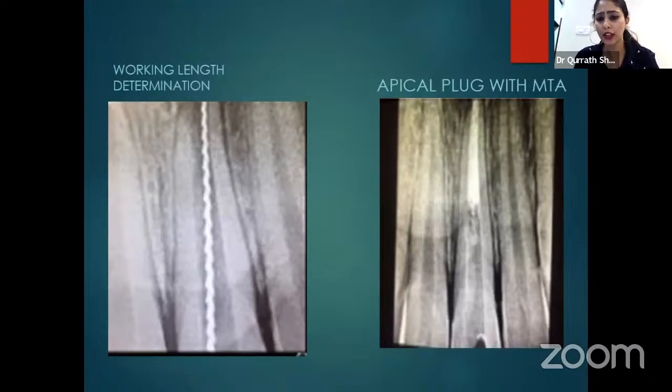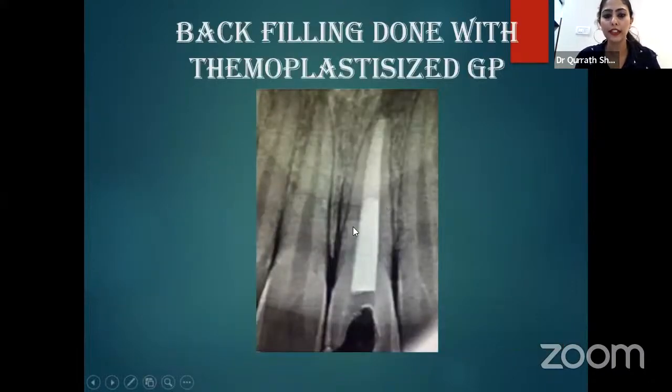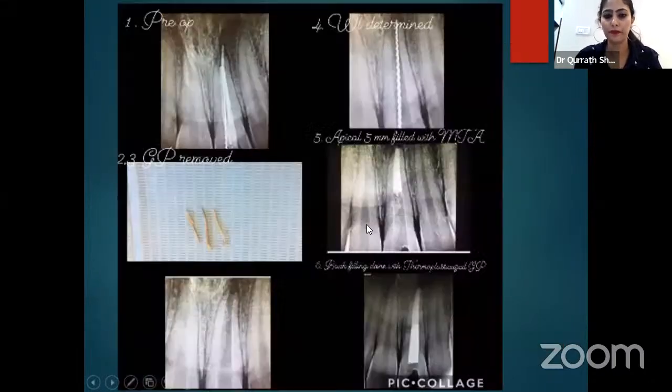I used the EndoActivator and agitated the sodium hypochlorite so that I could remove all the triple antibiotic paste from the canal. And then again, the irrigation protocol was followed. After that, you have to dry the canal with your paper points. And then again, the same procedure as in case 1, I used the MTA powder and liquid and condensed it, apical 5 millimeters. And then you can see the backfill that I have done here.